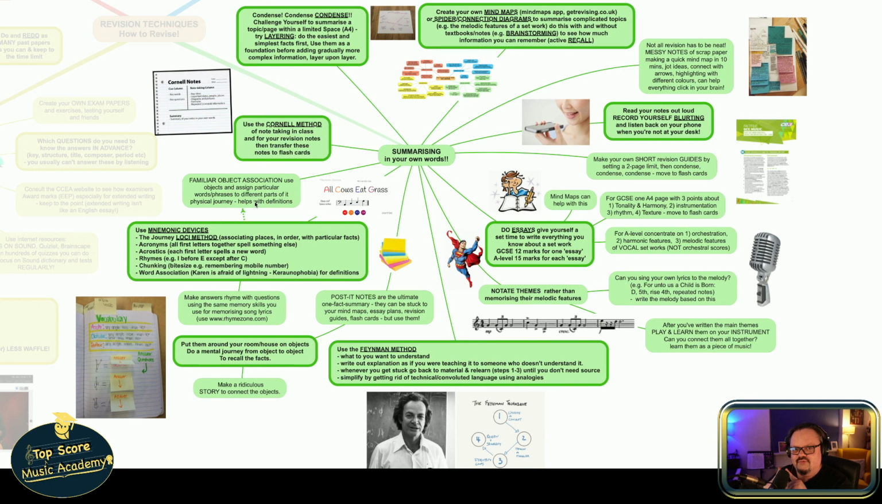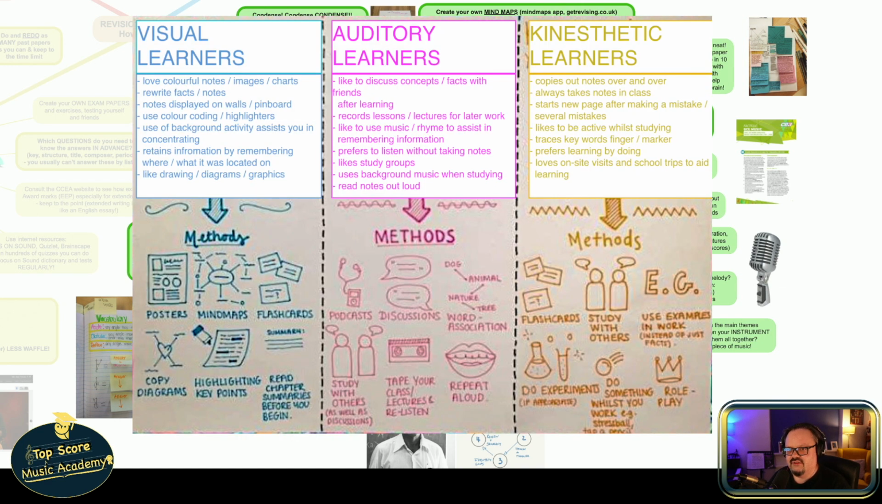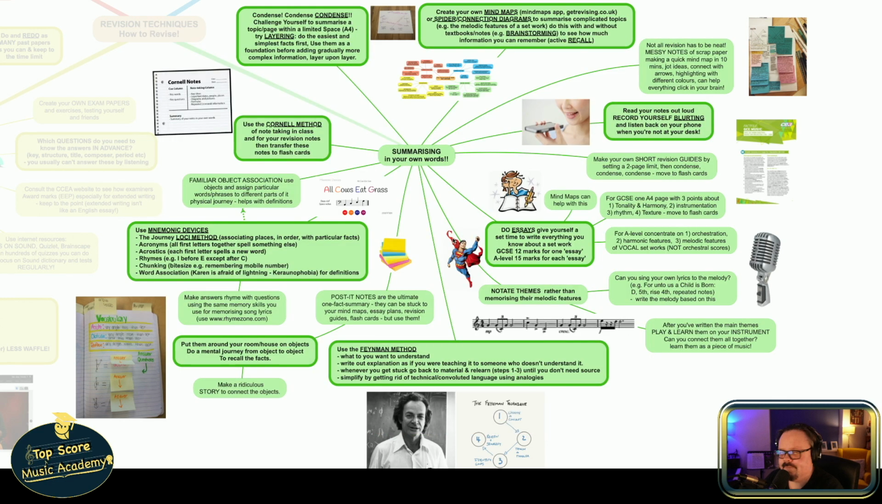And if you do that over and over and over, the physicality of it, the kinetic way of learning, actually solidifies the topics you're trying to study in your memory as well. So there are some people who are visual learners, some who are more kinetic learners, where physically doing something helps them remember it. So familiar object association can help with that. So that is some of the things we use for summarizing our own words.